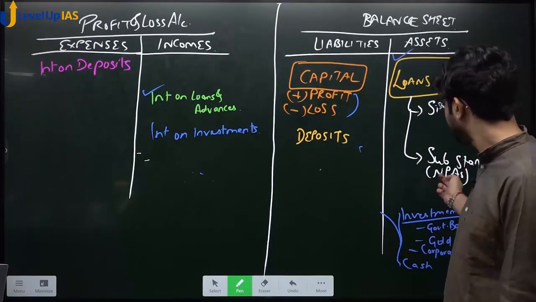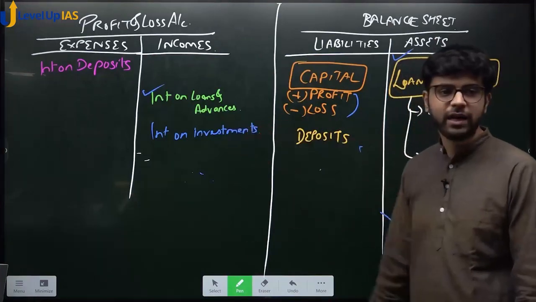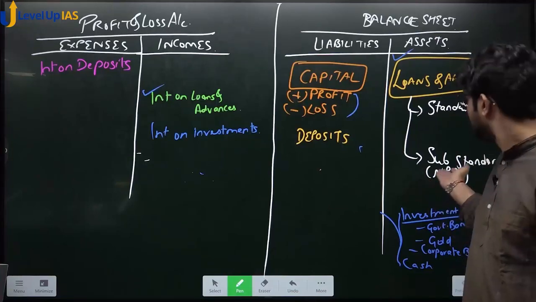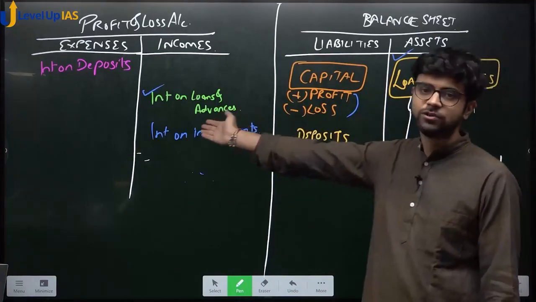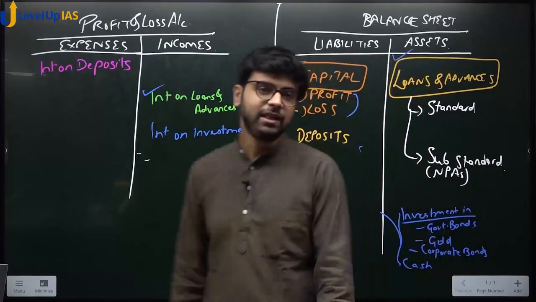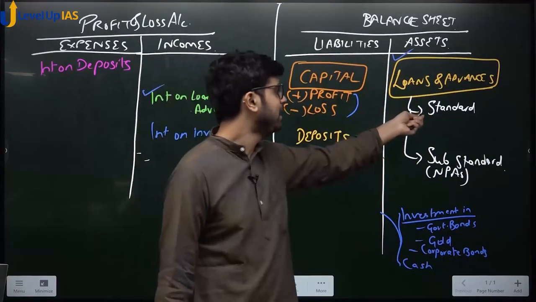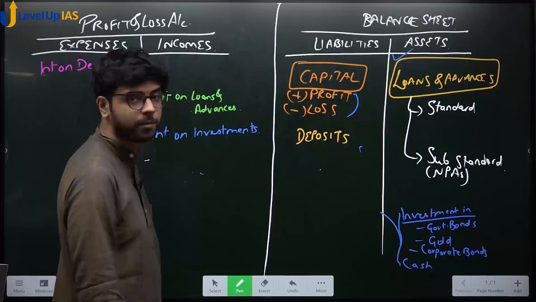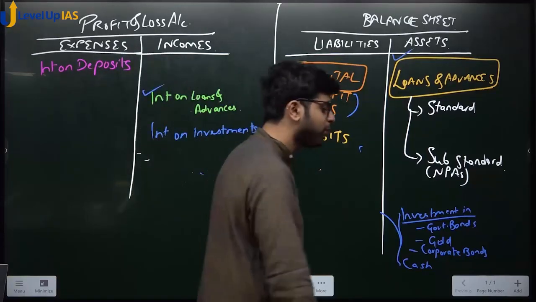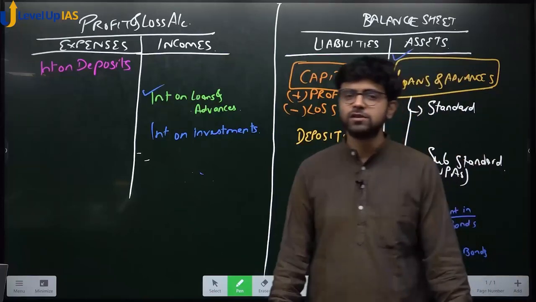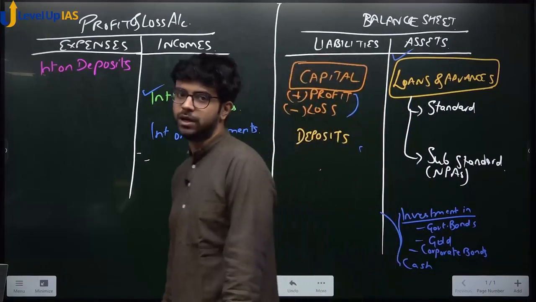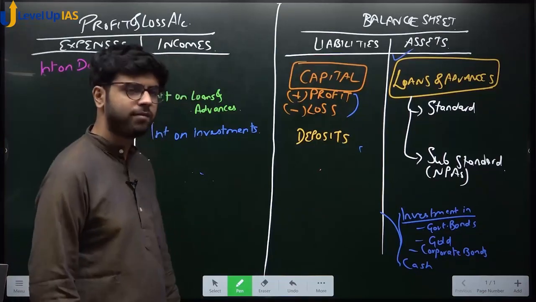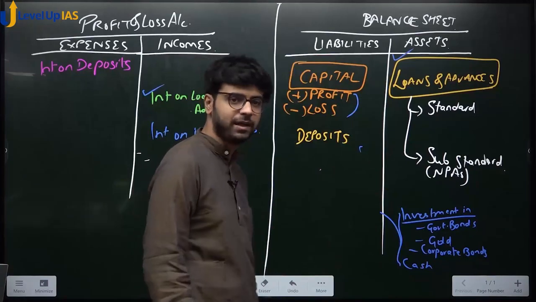When it becomes substandard, do you think we are getting interest on the loans? We are not getting it. That is why it is an NPA. On NPAs, we are not getting interest on loans and advances. When this stops for 90 days, it is transferred here. So your income stream is stopped. Out of 100, you are getting income from only 88 people; 12 people have stopped giving you income. And the threshold is 90 days after the due date. You have to wait 90 days after the due date, and then you have to classify them as NPAs.